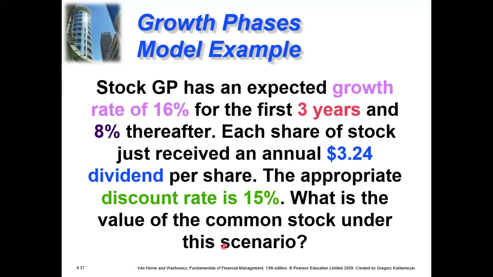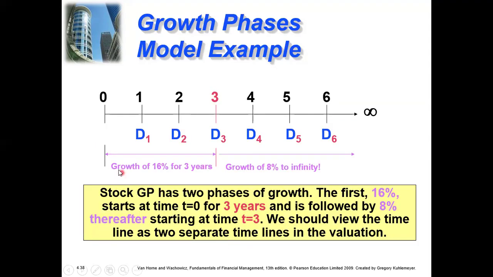We have growth of 16% for the first 3 years and 8% after that. The dividend that is just received is $3.24. The discount rate, small k, is 15%. Now we have to calculate the value of a stock. For this purpose, we will draw a timeline. At the end of the first time period, we get D1. This is D1, D2, D3.